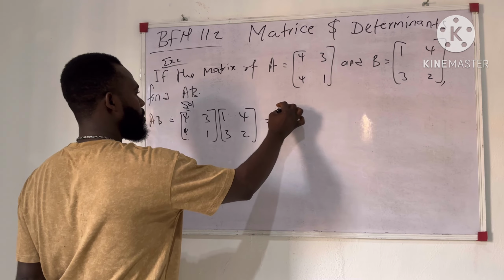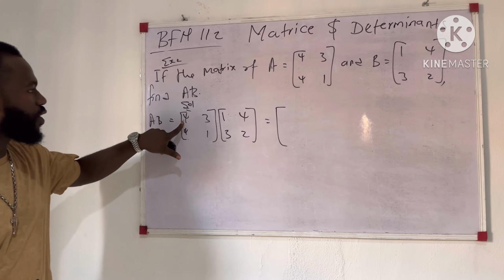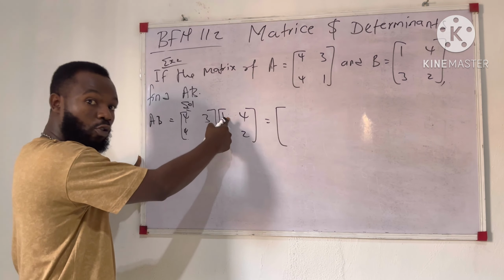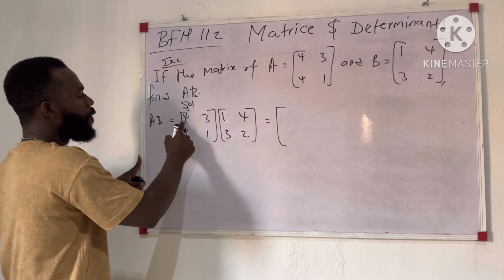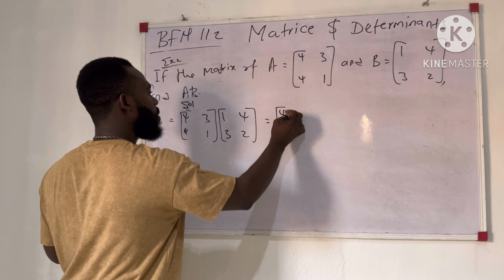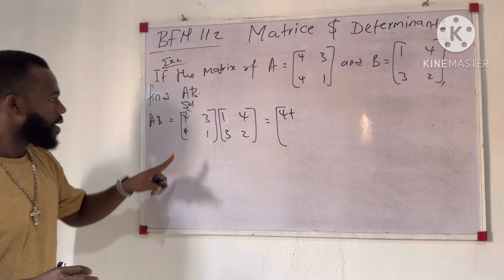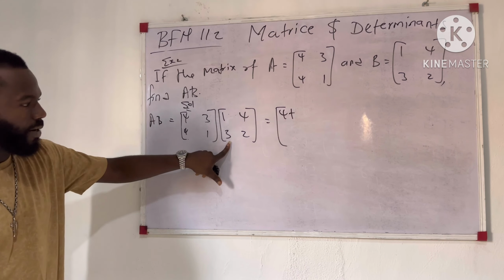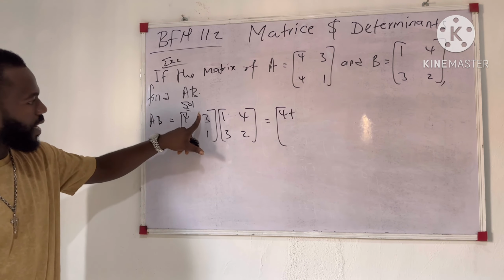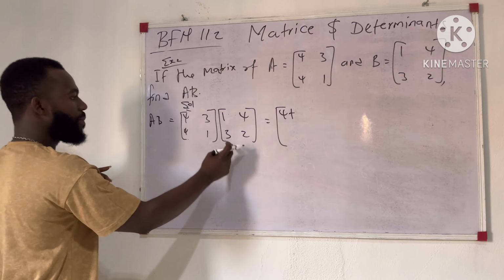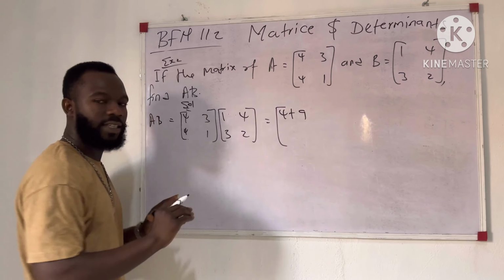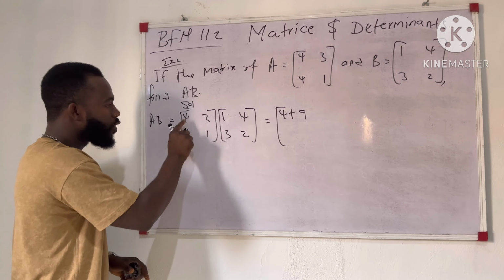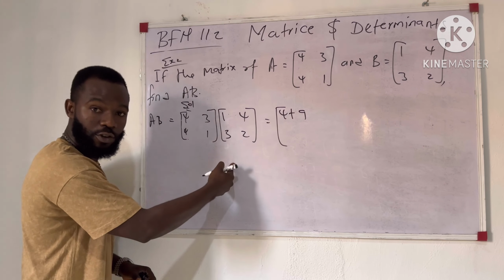My first number in row 1 is 4. So 4 will multiply the first number in column 1 of the second matrix. 4 times 1 gives us 4, plus. My other number in row 1 is 3, and the number below in column 1 is 3. So 3 multiplies 3, and 3 times 3 gives us 9. It's as simple as that. 4 multiply 1, 3 multiply 3. So the first row has multiplied the first column.